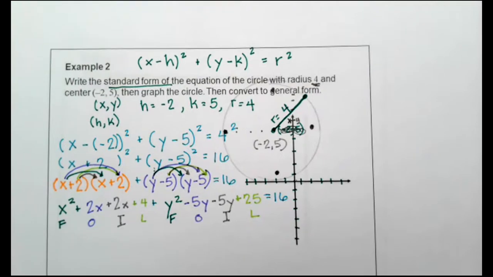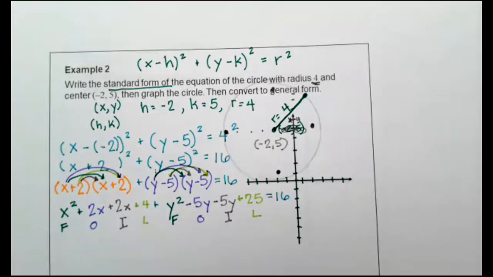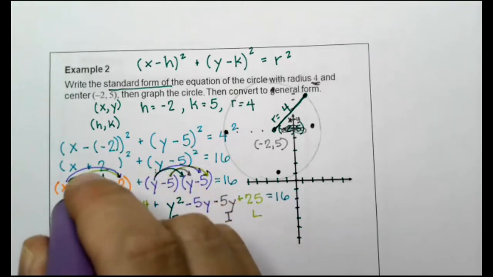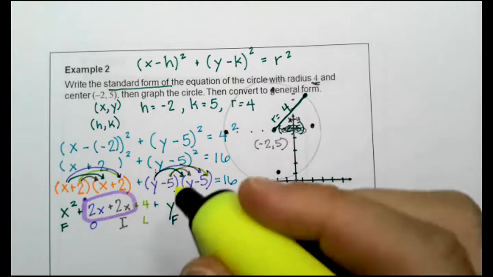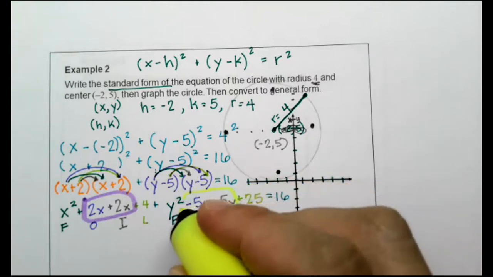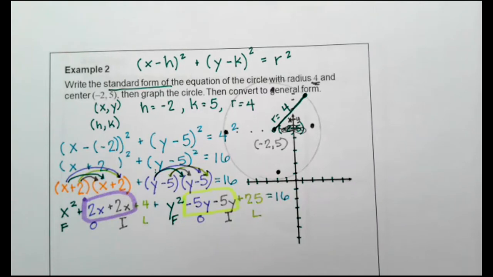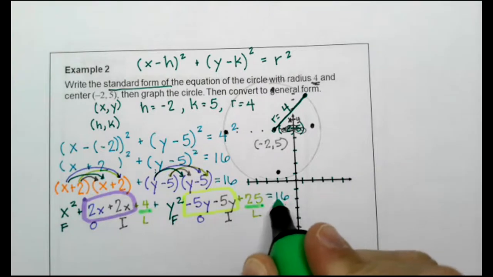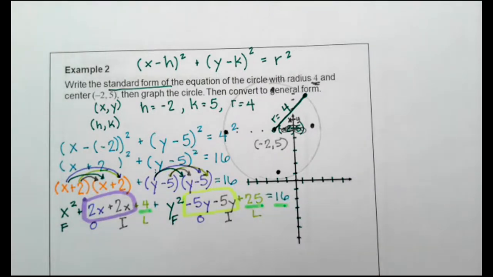And now I can combine like terms. Okay, you see the like terms here? For like terms, we combine the 2x and the 2x. We can combine the 5y and the 5y, they're both negative. And then we will combine the 4, the 25, and the 16, right? But the 16 is on the wrong side, so that might take 2 steps.